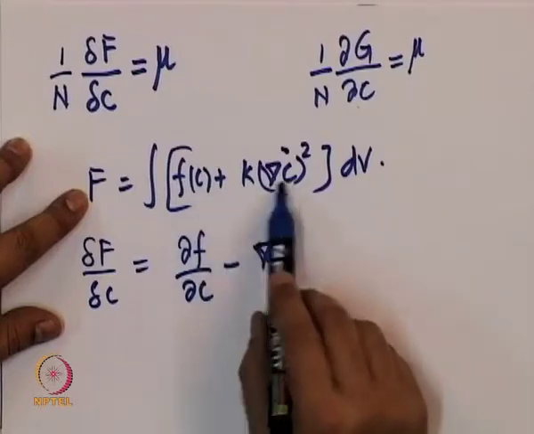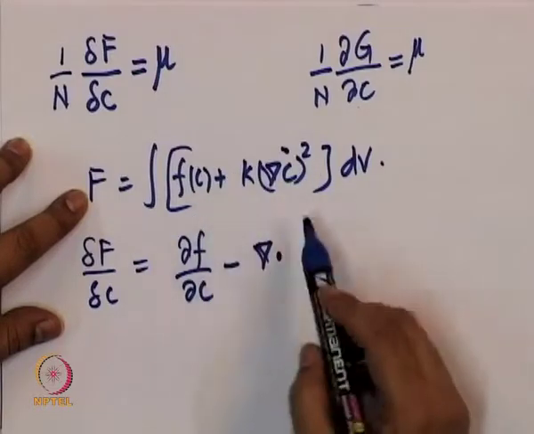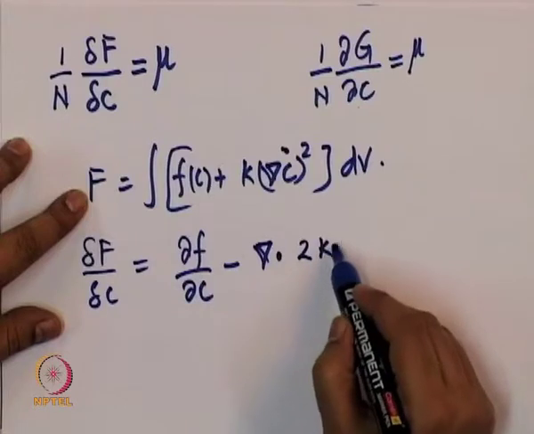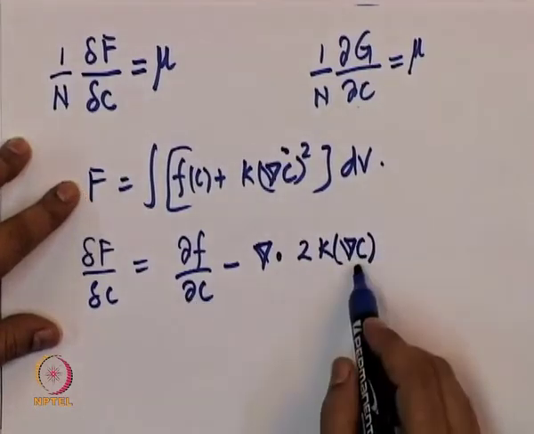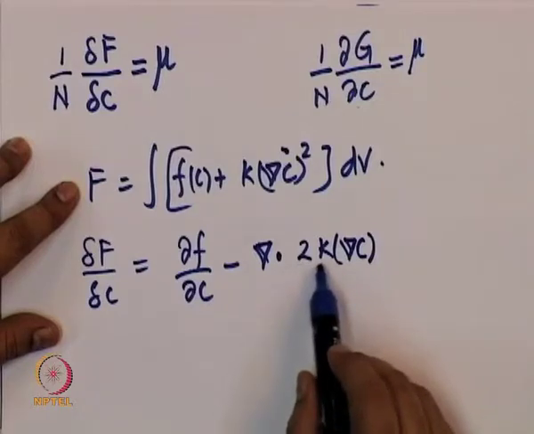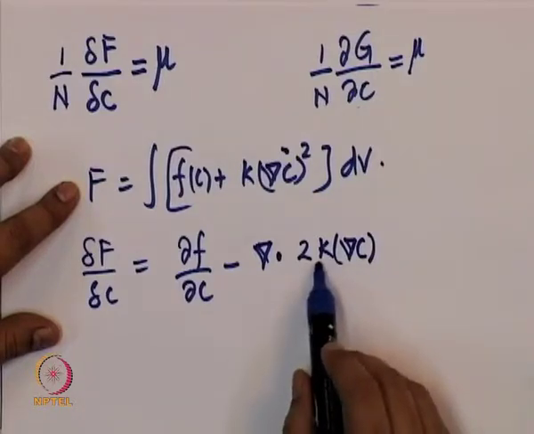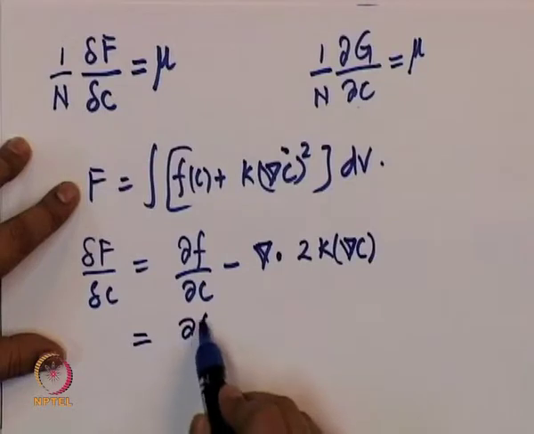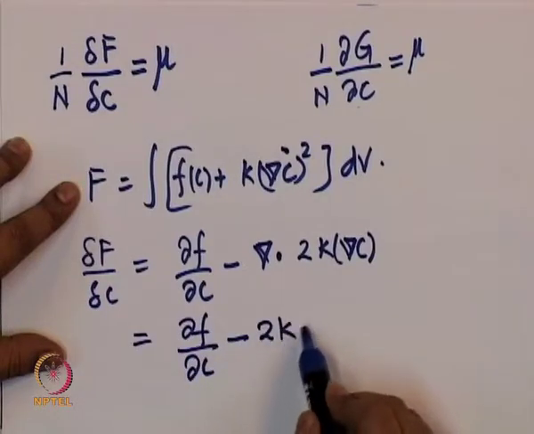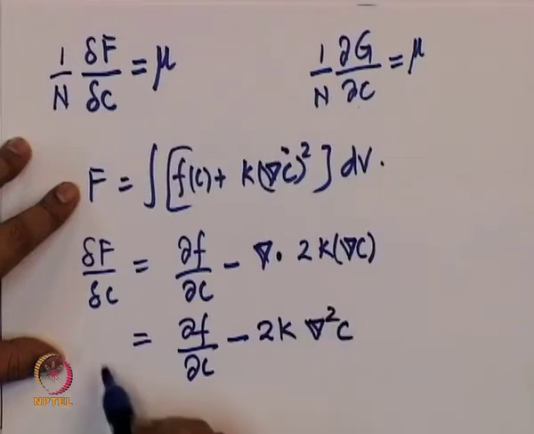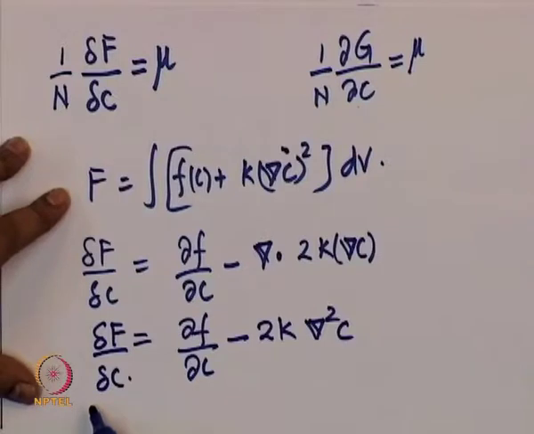So, when you differentiate, this is the only term that has del c. So, 2 kappa del c, this is what you get. And if you assume that kappa is a constant, you can pull it out. So, you get dou f by dou c minus 2 kappa del squared c. This is del f by del c.